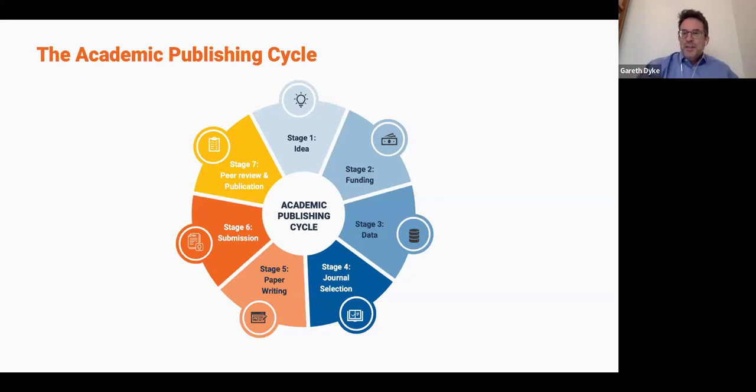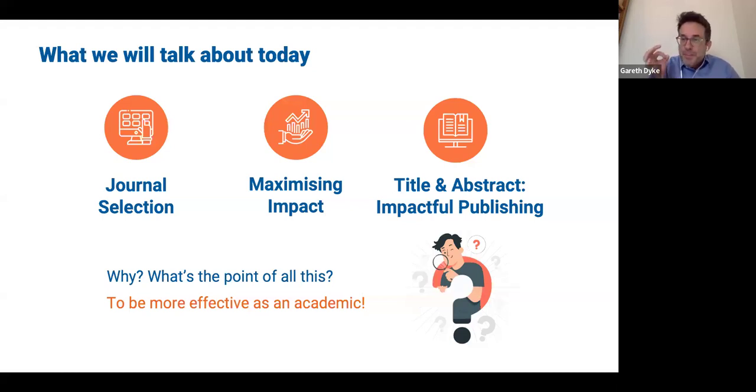So in this IVPN student webinar series, we're talking about helping you navigate the academic publishing cycle. This is kind of a hamster wheel that all academics go round and around all of the time. You have an idea. You need to think about getting funding for that idea, collecting data around that idea, journal selection, paper writing, submission, and peer review and publication. What we do is we try to help around the cycle. You might have several papers at different stages of this academic cycle, and so you might need help with different bits and pieces.